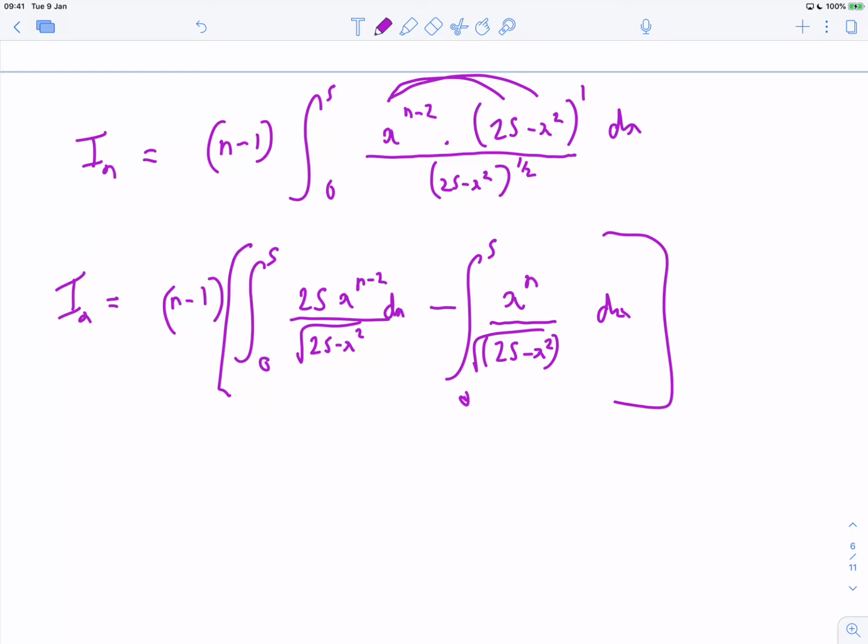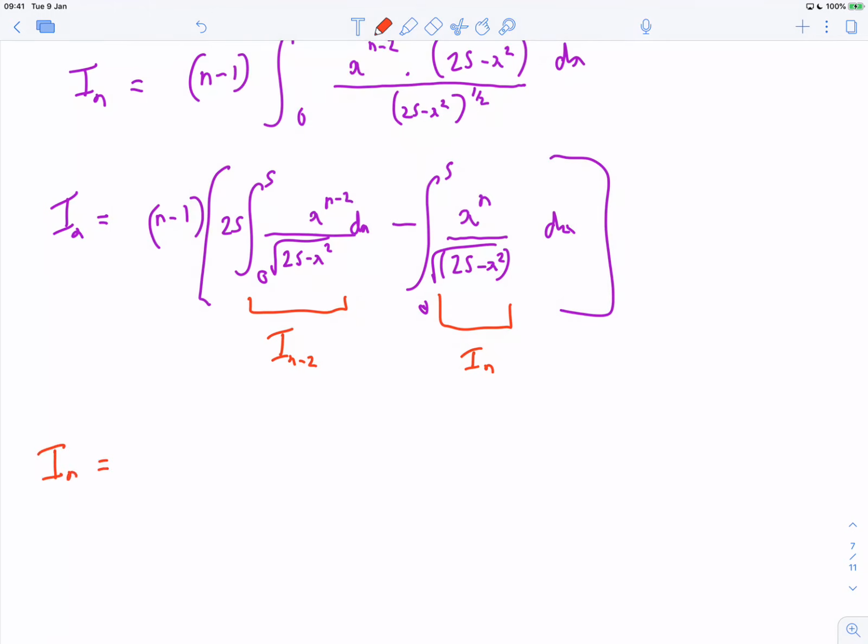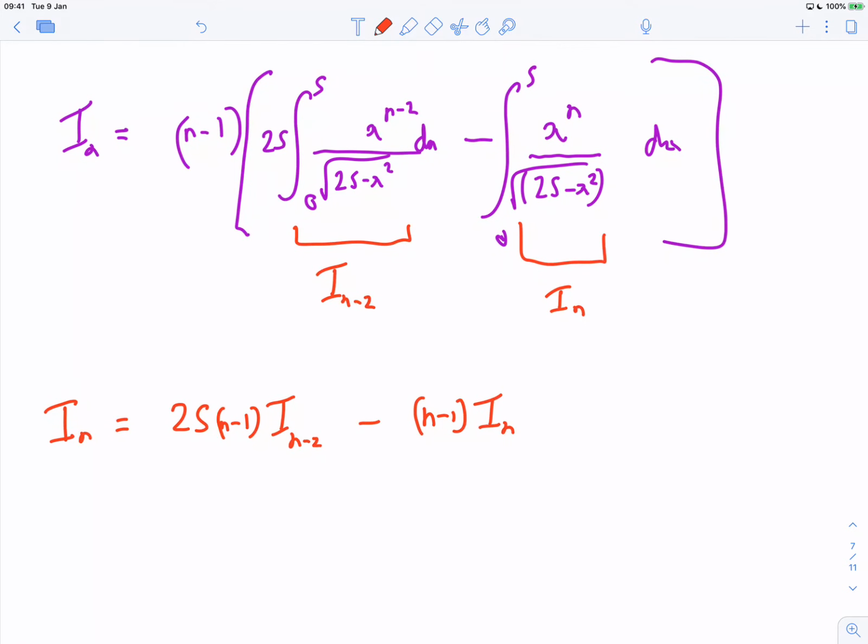Okay, next up, I spot that if I can take 25 out as a factor, I can move this integral over a little bit, like so. So there's a 25 there. Notice how this thing is now I of n minus 2, and this thing is now I of n. So we've actually got I of n equals 25 lots of n minus 1 lots of I of n minus 2 minus n minus 1 lots of I of n. I believe so. Now all I have to do is add this over.